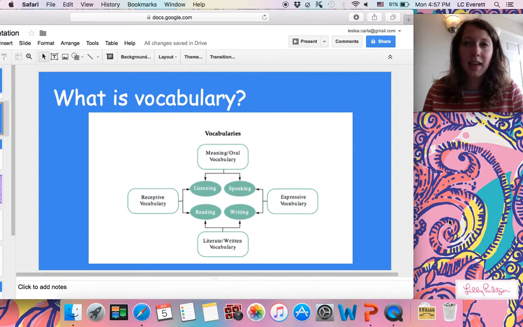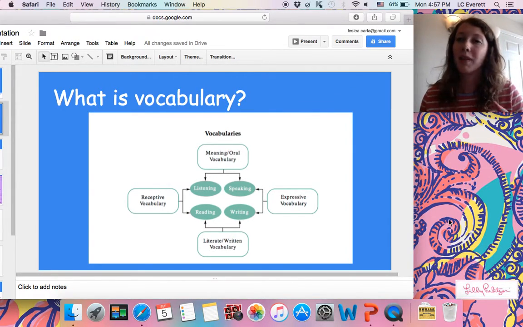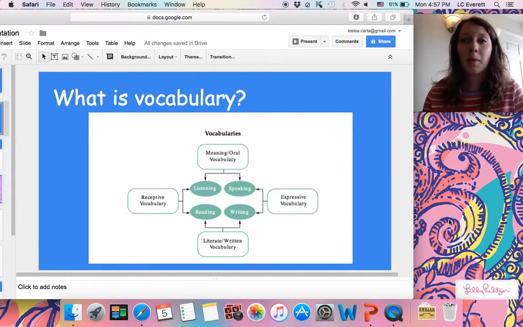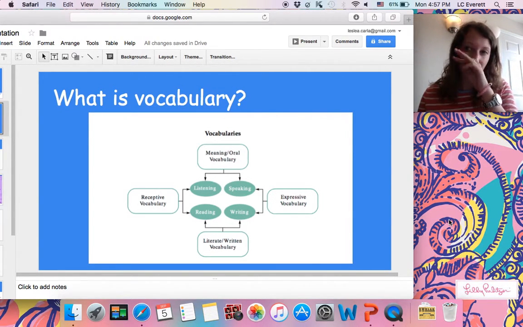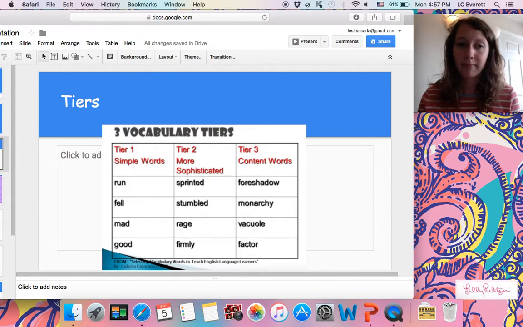Each word doesn't have the same importance when you consider what they mean and when you use them. So the way that you can look at which words are the most important for a student to know is to look at them in 3 types or levels, and those are called tiers. So there's 3 tiers. There's tier 1, tier 2, and tier 3. We'll look at it right here.